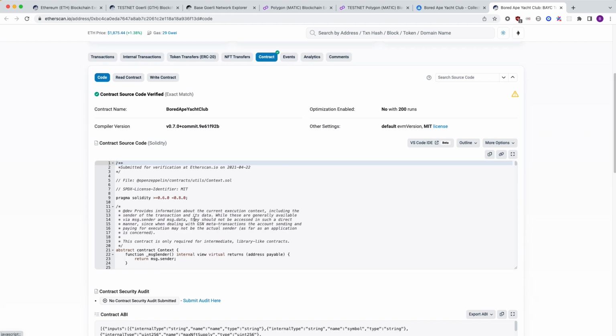Although you don't have to verify your source code, quite often the community expects you to, because one of the ideals of blockchain and on-chain development is that it is open and public. But doing so comes with some risks.